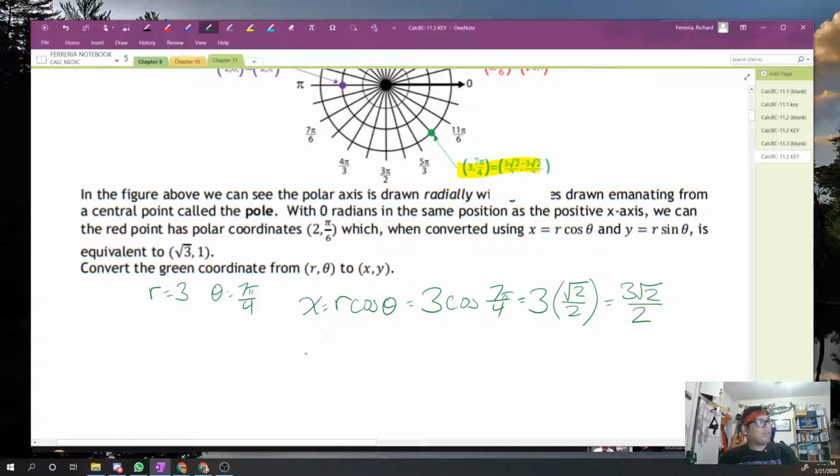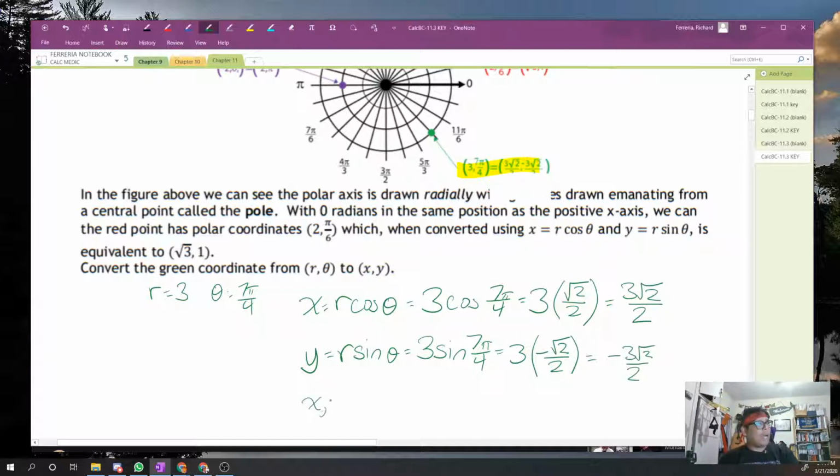How about the y-coordinate? The y-coordinate is equal to r multiplied by sine of theta. r is still 3, and theta is still 7 pi over 4, so this is 3 times, well, now what's the sine of 7 pi over 4? And we're in quadrant 4. So the y-coordinate is negative radical 2 over 2. So that gives me the Cartesian coordinate negative 3 root 2 over 2.